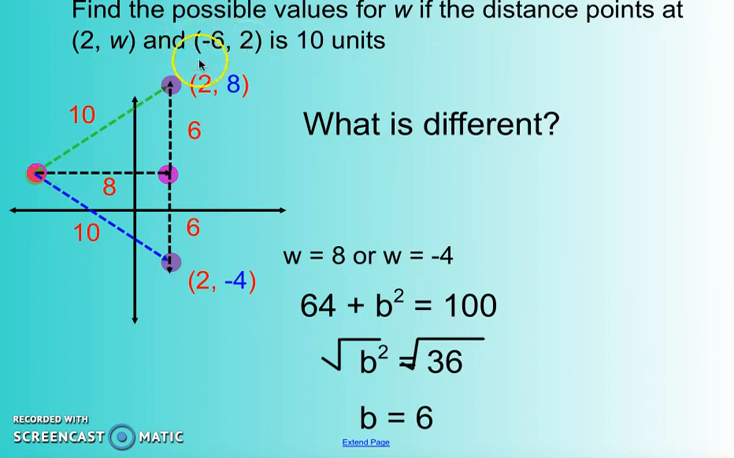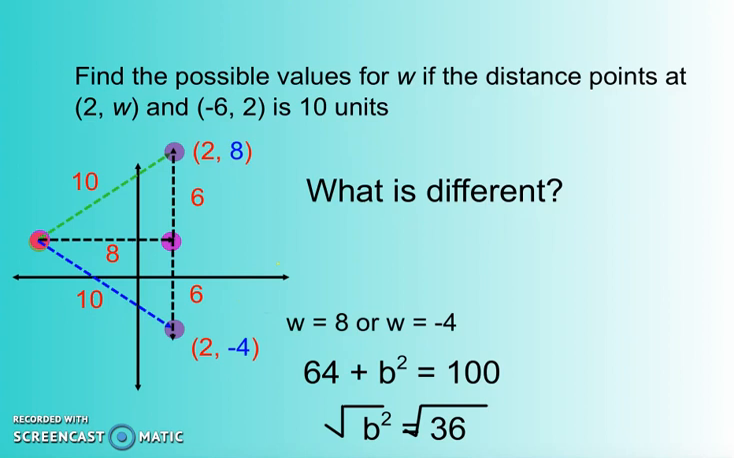So if we look at the one that was given to us, negative 6, 2, if I go up 6 units, so if I start at 2 and I go up 6 units, that brings me to 8. If I start at 2 and I go down 6 units, then I'm at -4. And so that's where these ordered pairs came from.